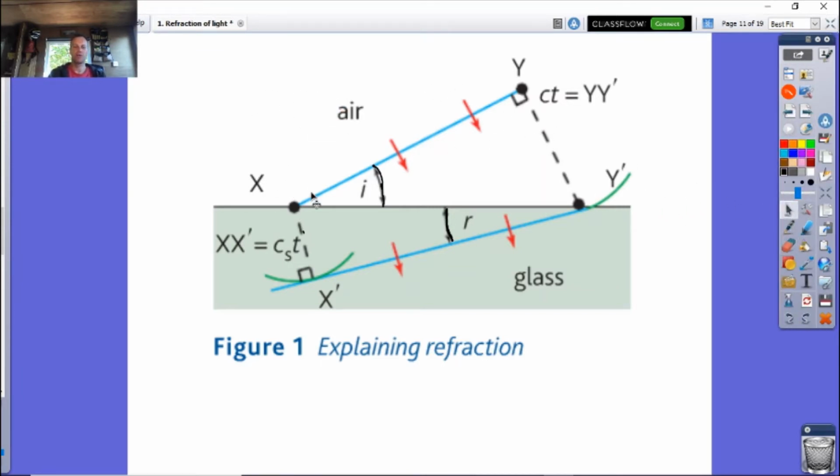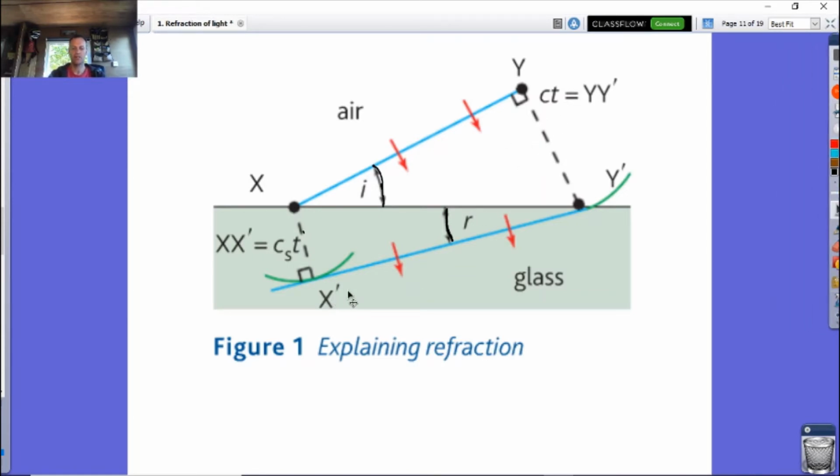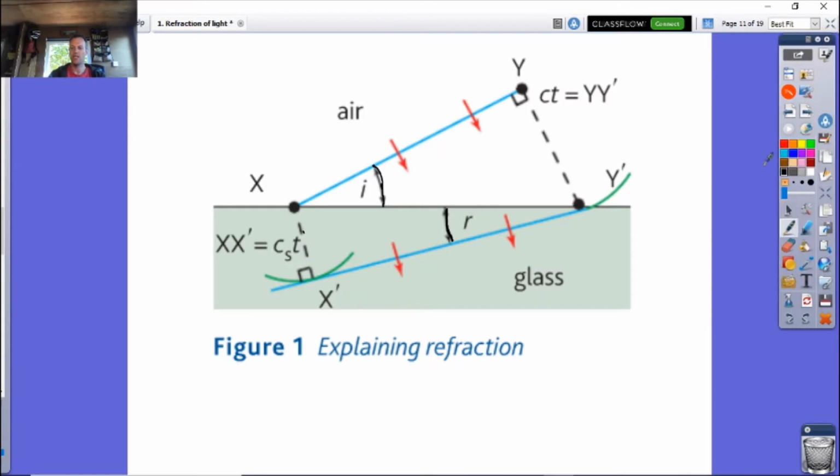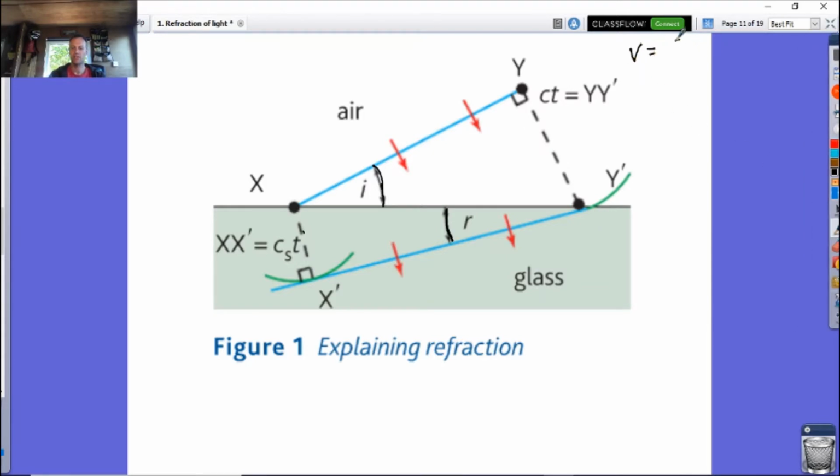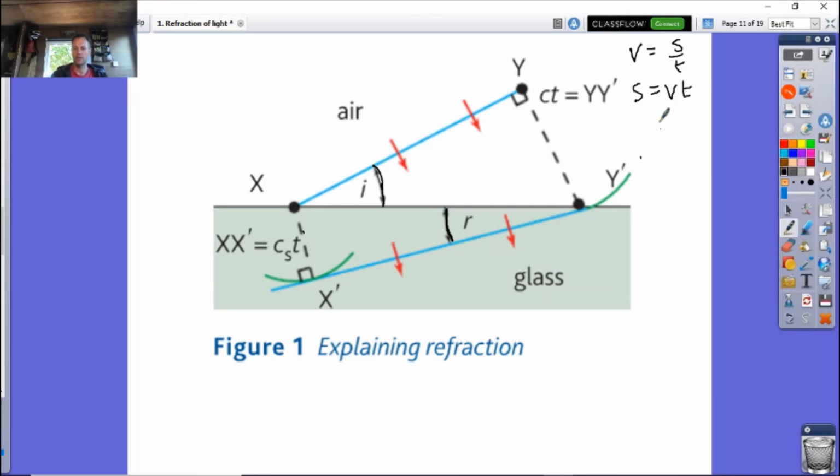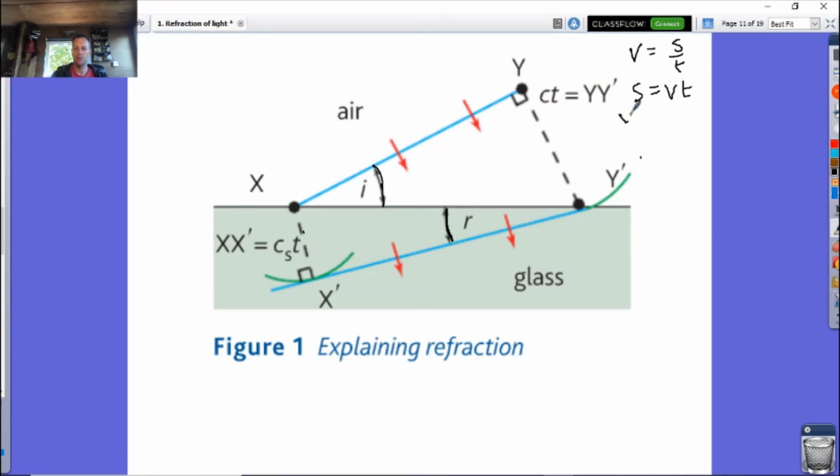Therefore, what we've got is wavefront X and Y, and when it goes into the glass block, it's going to be X dash, Y dash. Now, the equation you did ages ago: speed equals distance divided by time. Therefore, s is going to equal vt. Now this distance I was looking at is from Y to Y dash. Then it will equal ct, because c is the speed of the wave, in this case in air, which will be more or less the same speed as through a vacuum. And that's why we're using the symbol c.